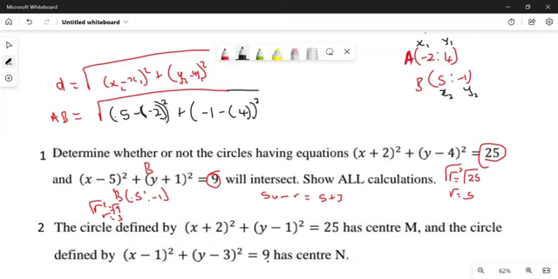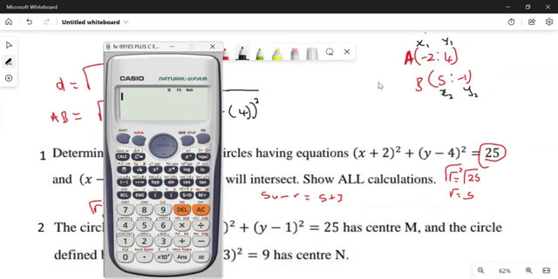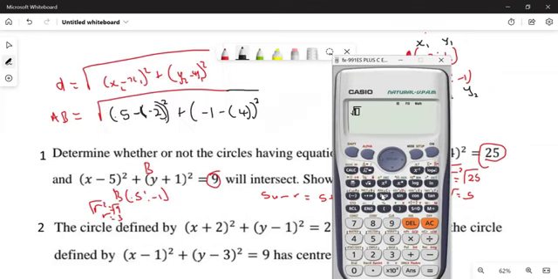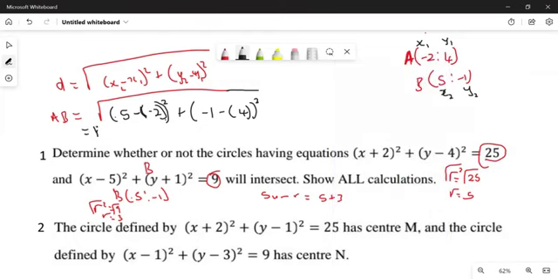And then it's squared. After that, you take out your calculator. On your calculator, you're going to type this exactly the way it appears. So you have 5 minus open bracket minus 2, close the bracket, and then you square it. Plus minus 1 minus open bracket 4, close the bracket, and then you square it again. And then you're going to get the square root of 74.